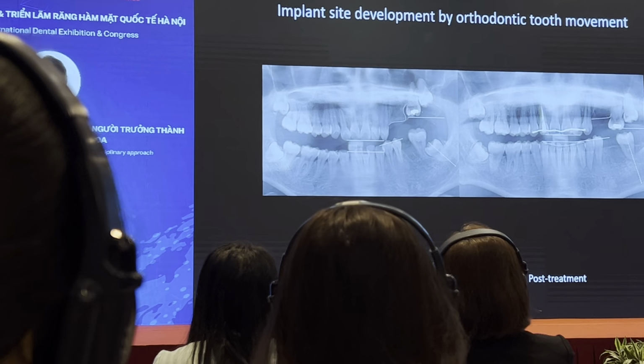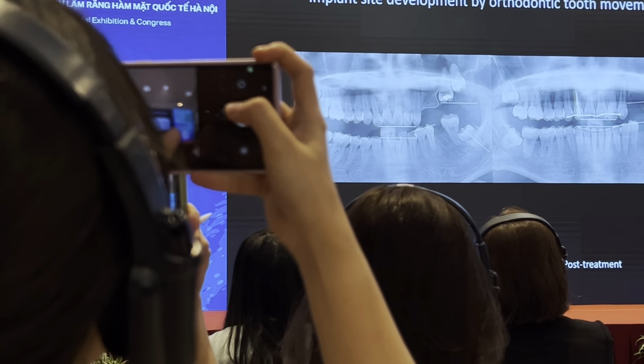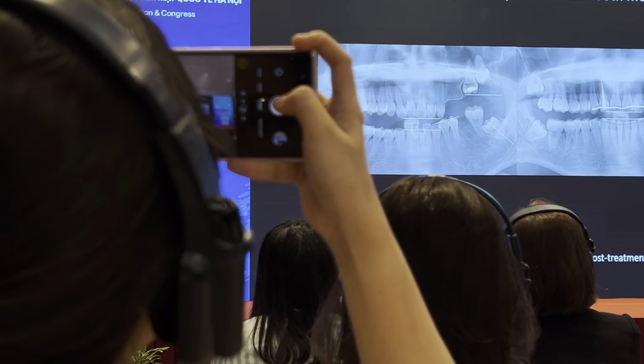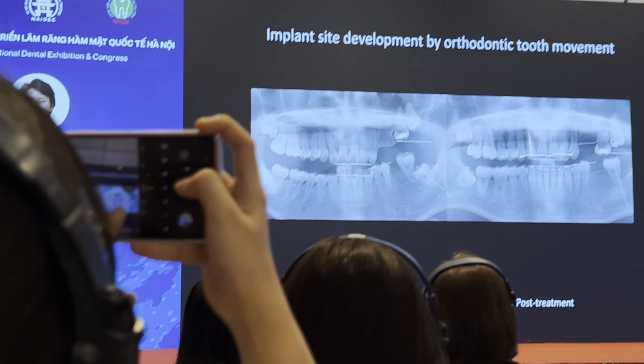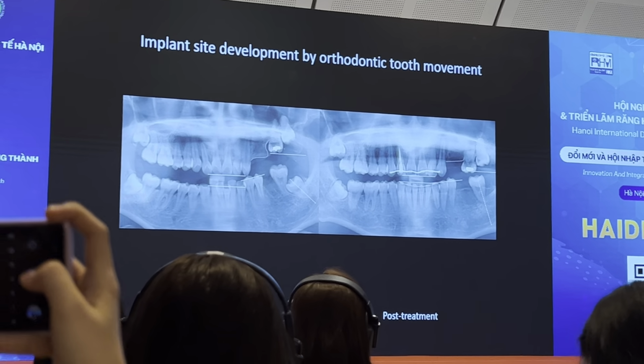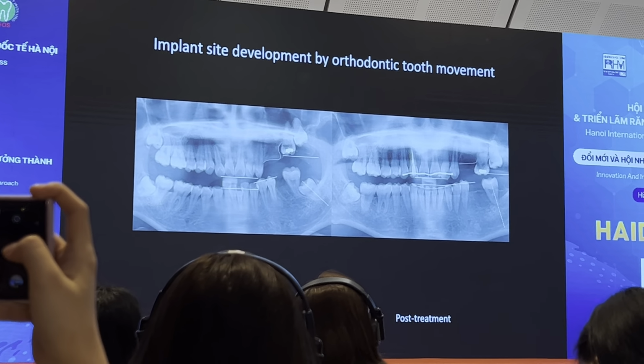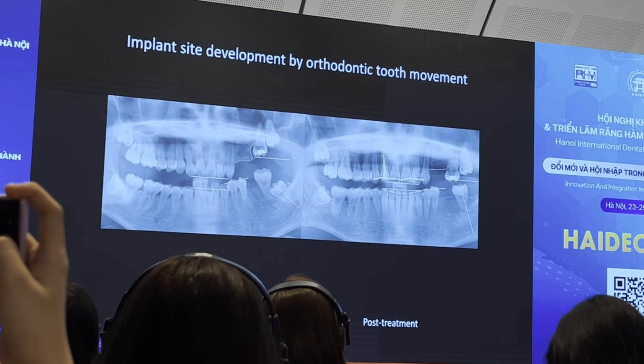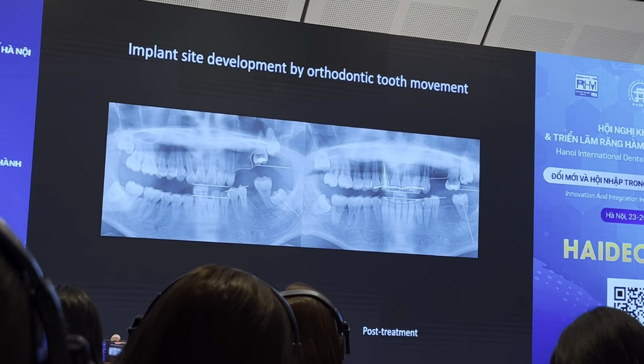Orthodontic traction of 2-6 brought bone around 2-5, which is an example of implant site development by orthodontic tooth movement. 3-4 and 3-5 were intruded. 3-8 was uprighted.